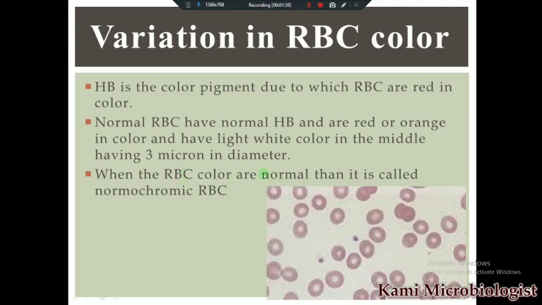Moreover, remember one very important terminology that we have to know: normochromic RBC. When you see in the field that there are normal RBCs with normal color, we call them normochromic RBCs. This is really important. Normochromic RBC means normal RBC color. Normo means normal, chromic means color. So when the RBC has a normal color, red or orange, just like in this form, it is called a normochromic RBC.